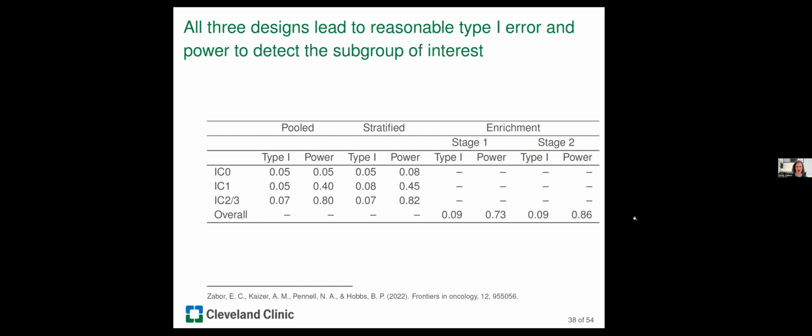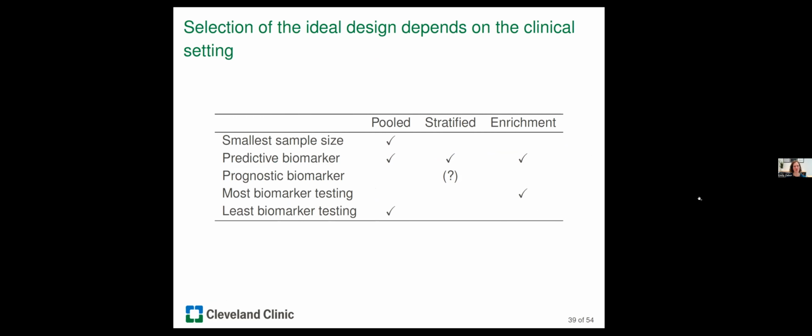So I'm coming back to this problem of a predictive versus a prognostic biomarker and how to even choose between these 3 designs that I proposed. It would really depend on the clinical setting and also the financial setting of the trial. So just some pros and cons of each of these designs. The pooled design has the smallest sample size and also does the least biomarker testing. So if your biomarker testing is either very expensive or very invasive, the pooled control arm design could be a good option for that reason.